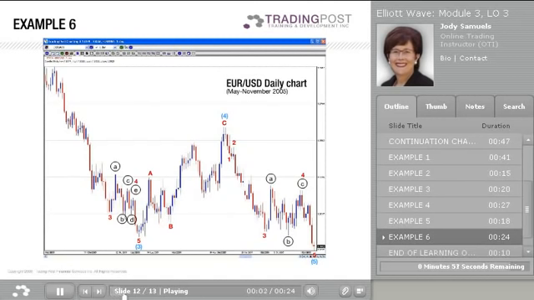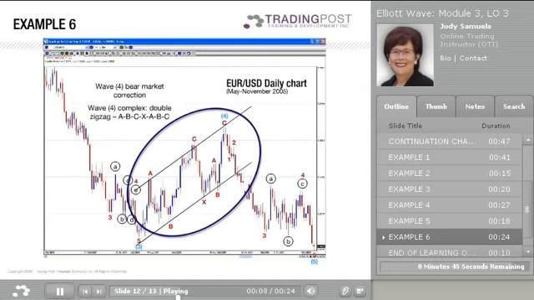This daily Euro-USD chart from May to November 05 breaks down this wave 4 correction, which corrects wave 3 of the larger sequence. This is a double zigzag with its ABCX, ABC components. This is a double 3 combination that we learned about earlier.